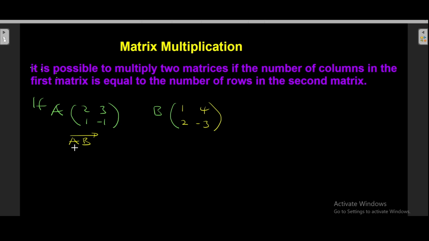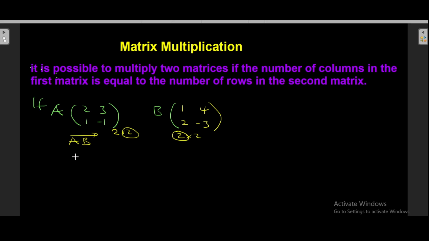It is possible if the number of columns in the first matrix is the same as the number of rows in the second matrix. What do they mean? The first matrix has an order of 2 by 2, whereas the second matrix has an order of 2 by 2. If these numbers are the same, that means we can multiply the two matrices. If they are not the same, that implies we can't multiply the two matrices, and this is how we are going to do it.